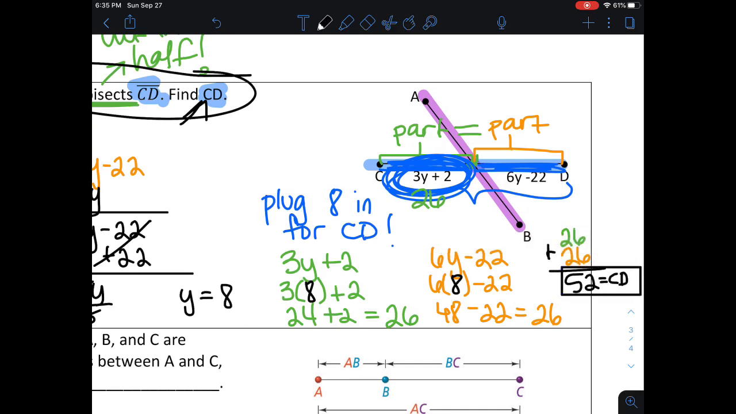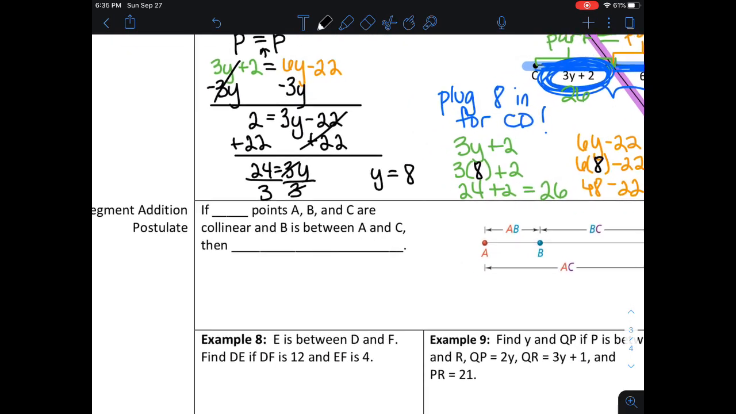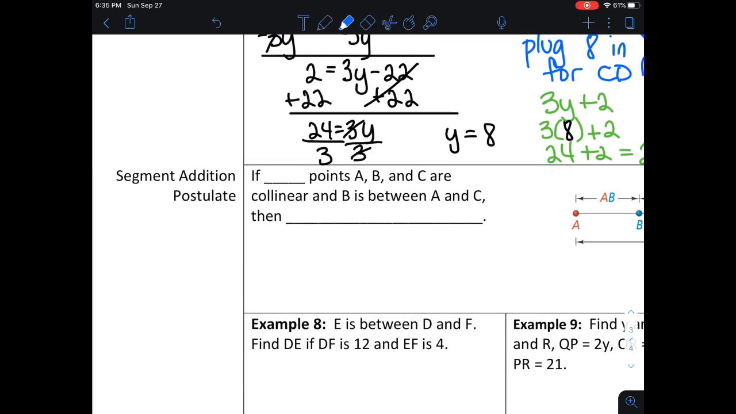Don't forget to label your answers. Don't just give me a random number and expect me to be like, oh, they understand. No. All right, segment addition postulate. I'm going to actually highlight this because this is a thing. This is an actual thing. All right.